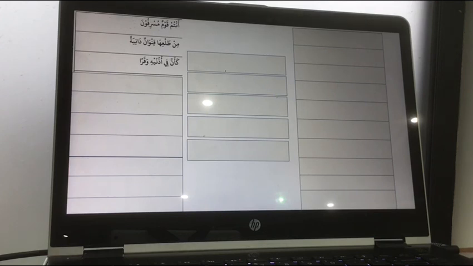What is fi uzunayhi? What is the fragment? Fi is half of jar. What does it mean? In. Uzun. What is uzunayhi? Who can tell me? Ear. And it has an attached pronoun. It is the attachment. What is uzunayhi? His ear. How many ears?